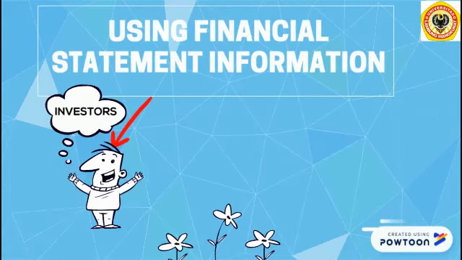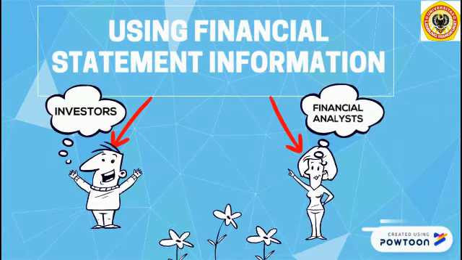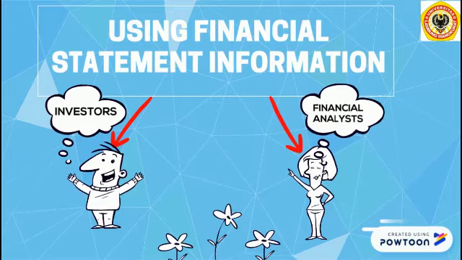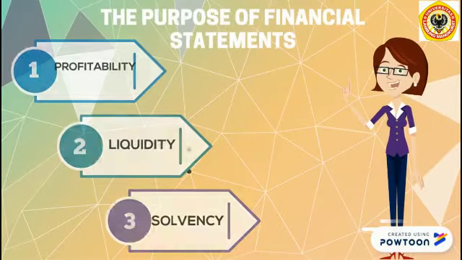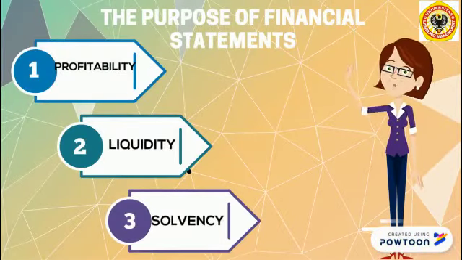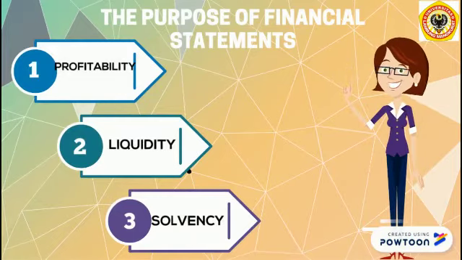Investors and financial analysts rely on financial data to analyze the performance of a company and make predictions about the future direction of the company's stock price. A financial statement is used to determine the financial standing of a business and to measure three main objectives.